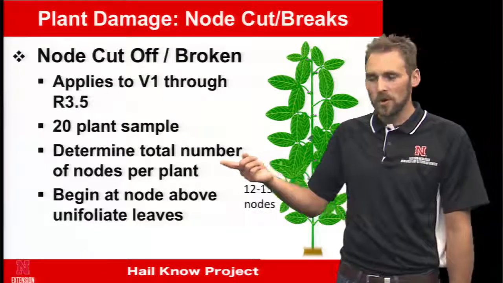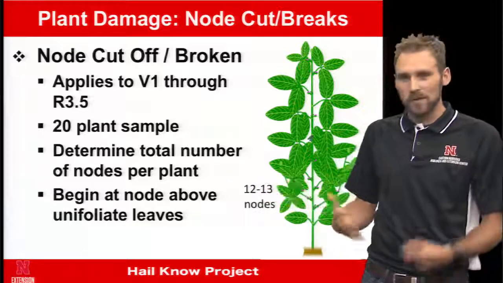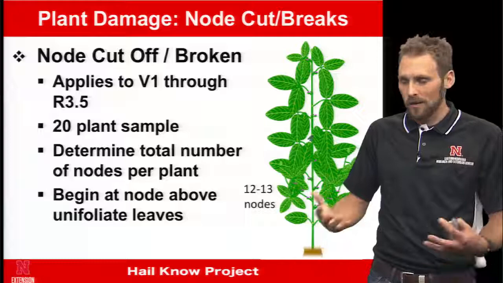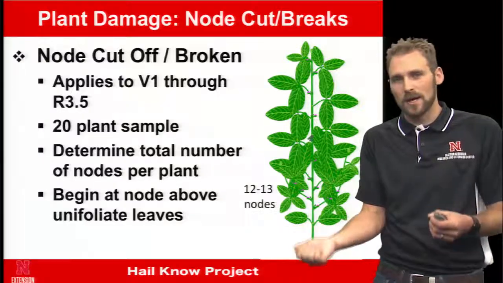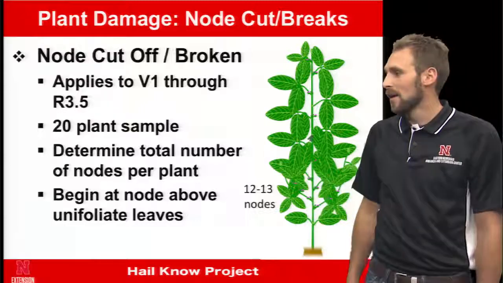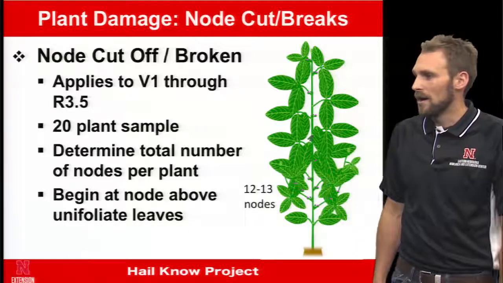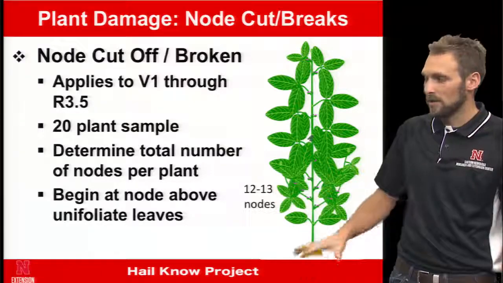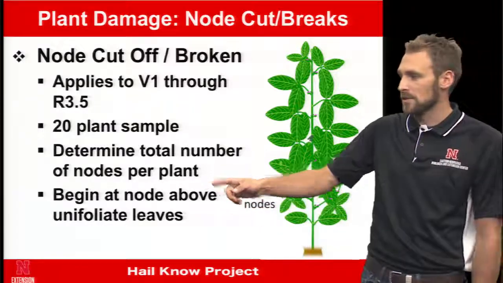Want to determine total node number. Sometimes this can be difficult depending on the extent of hail damage out there. Find a plant that's still standing or has even a broken node that's still connected. You can upright that and make the total count, but you need that total node number to make a good estimation. And begin at that node just above the unifoliate leaves for counting. You'll include the unifoliate. Ours starts above.